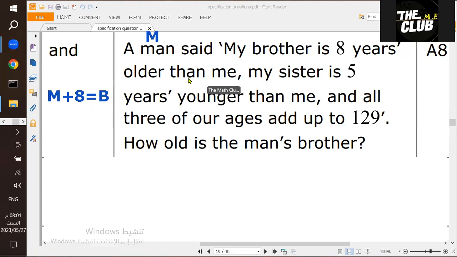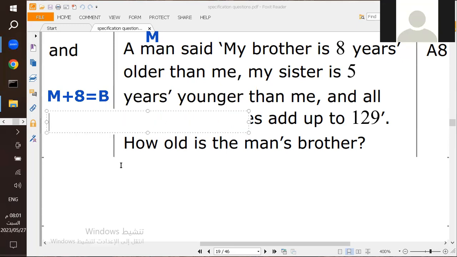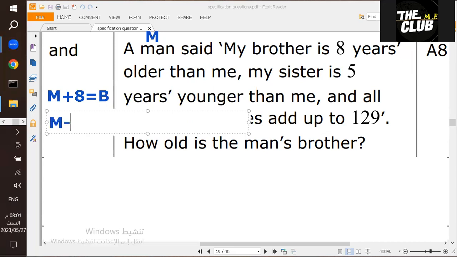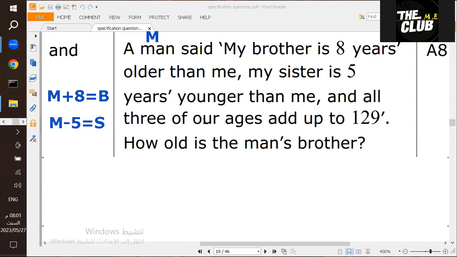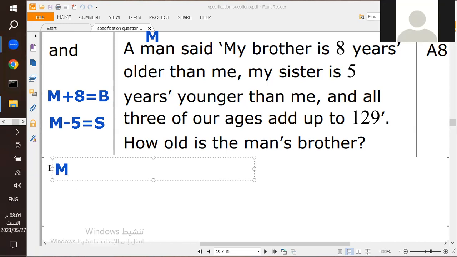Eight years older than me. Yes. My sister is 5 years younger than me, so S equals M minus 5. She is younger, so it's M minus 5. And all three of our ages add up to 129, which means M plus B plus S equals 129.